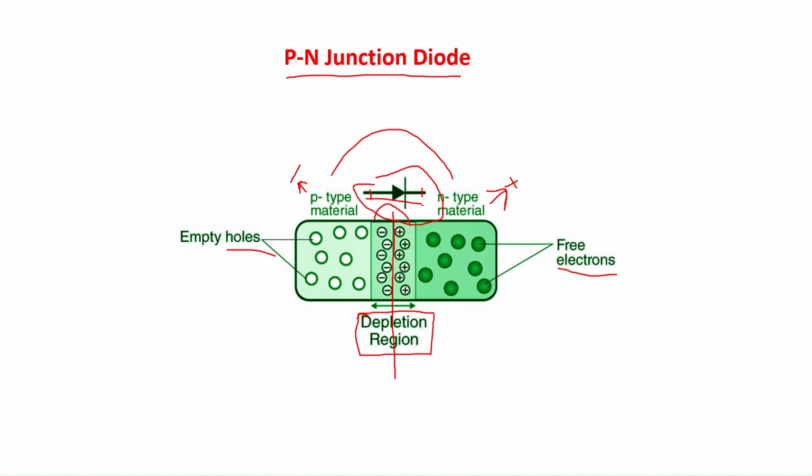There are three biasing conditions. First one is no bias, that is no external voltage is supplied to the PN junction diode. Second one is the forward bias, and third one is the reverse bias. So the second one is the forward bias.